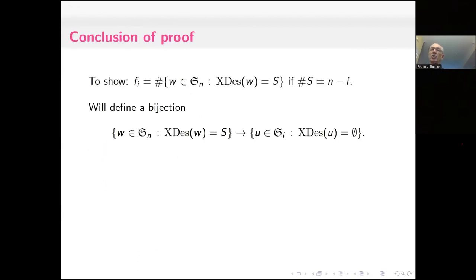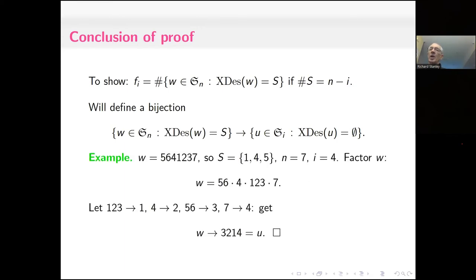Okay, so here's what we want to show. I'll show this by a bijection. Permutations in S_n whose X descent set is S, where S has n minus i elements, and permutations in S_i whose X descent set is empty. So just a pure permutation enumeration problem. And I'll illustrate it with an example. It's actually a very simple bijection.